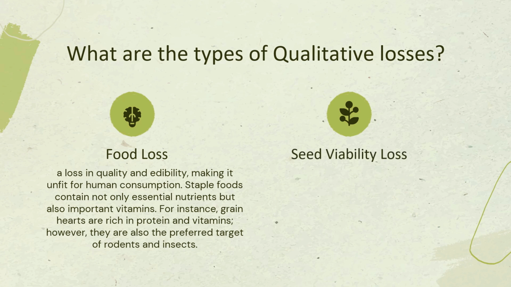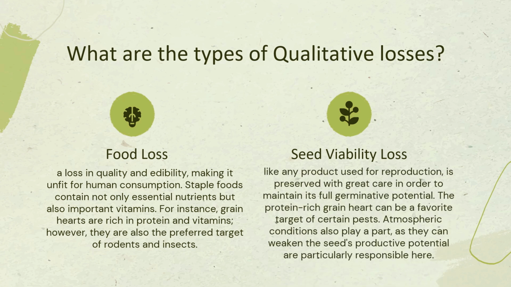Seed viability loss. Seed set aside for sowing, like any product used for reproduction, is preserved with great care in order to maintain its full germinative potential. The protein-rich grain heart can be a favorite target of certain pests. Atmospheric conditions also play a part, as they can weaken the seed's productive potential. Variations in light, temperature, and humidity leading to excessive respiration are particularly responsible here.